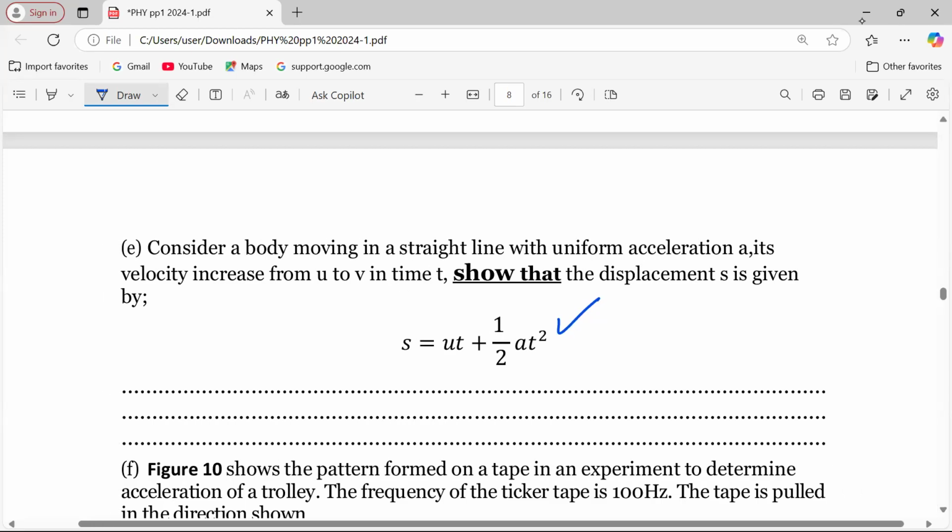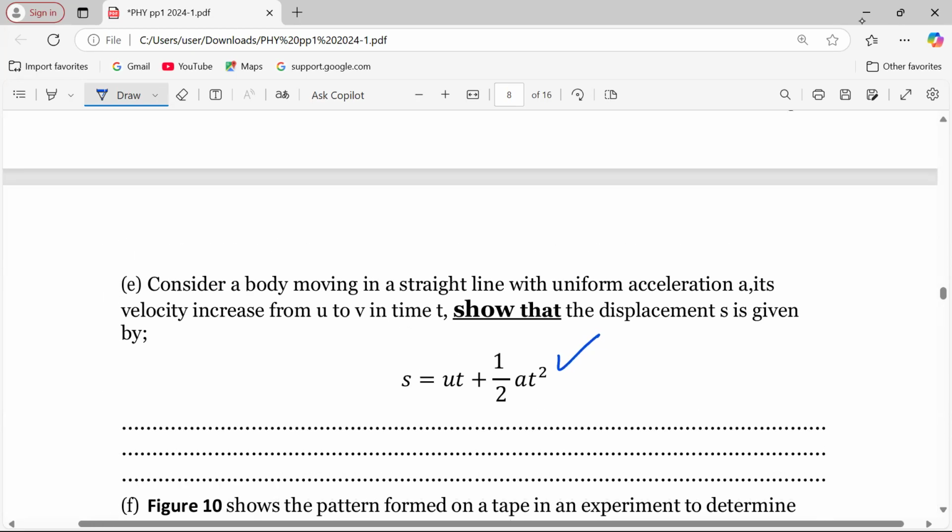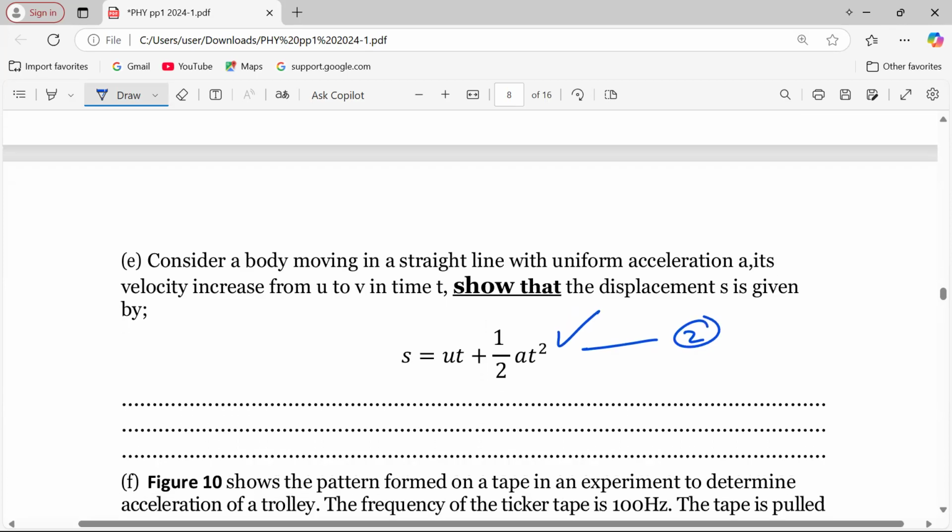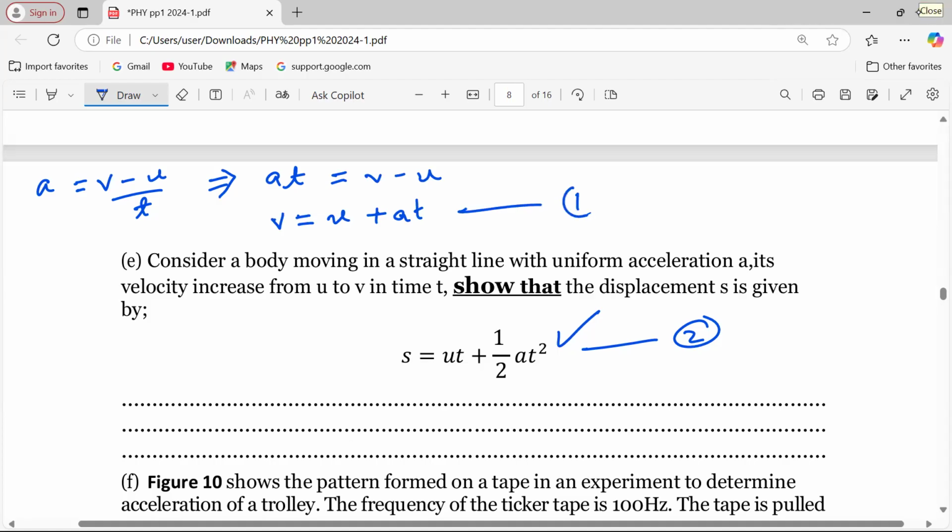A student should go systematically, whereby initially we say that actually this is called the second equation of linear motion. So we can begin by talking about the first one, which comes from the definition of acceleration, a equals v minus u divided by t. And when you multiply by t, you will get at equals v minus u. This means we can choose to remain with v as the subject, and this will be u plus at. v equals u plus at is called the first equation of linear motion.